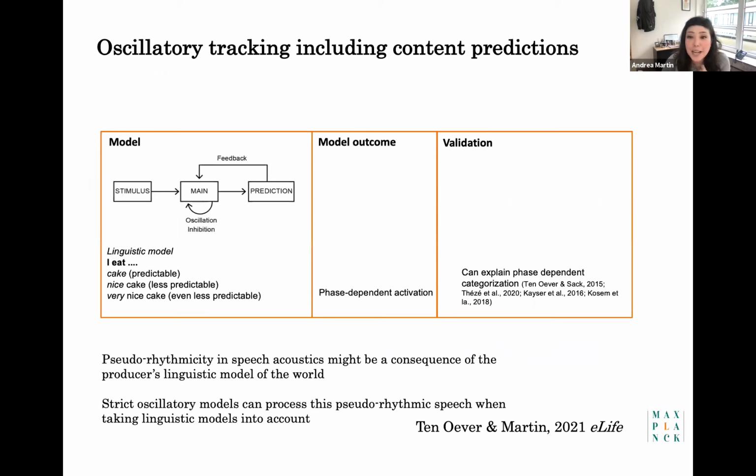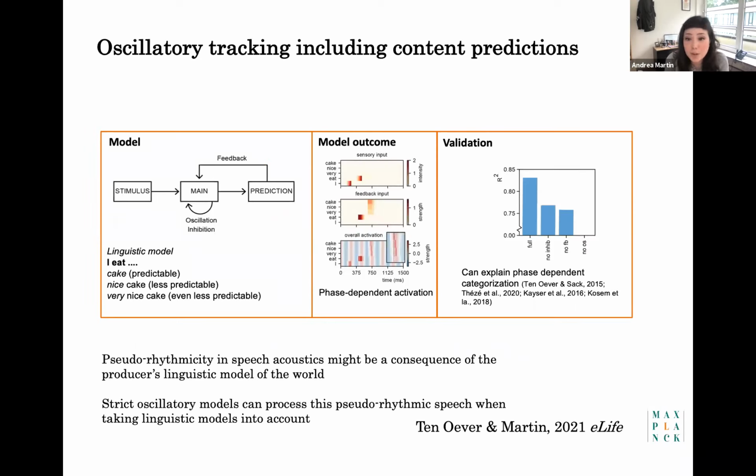So then how can we add these content predictions to the oscillatory tracking models? We can use a model with the following components: a stimulus input. So it's a main level processing words and consisting of oscillations, feedback, and inhibition. And the feedback, again, comes from predictions that we extracted from the corpus. And we can present this model with a sentence like, I eat.